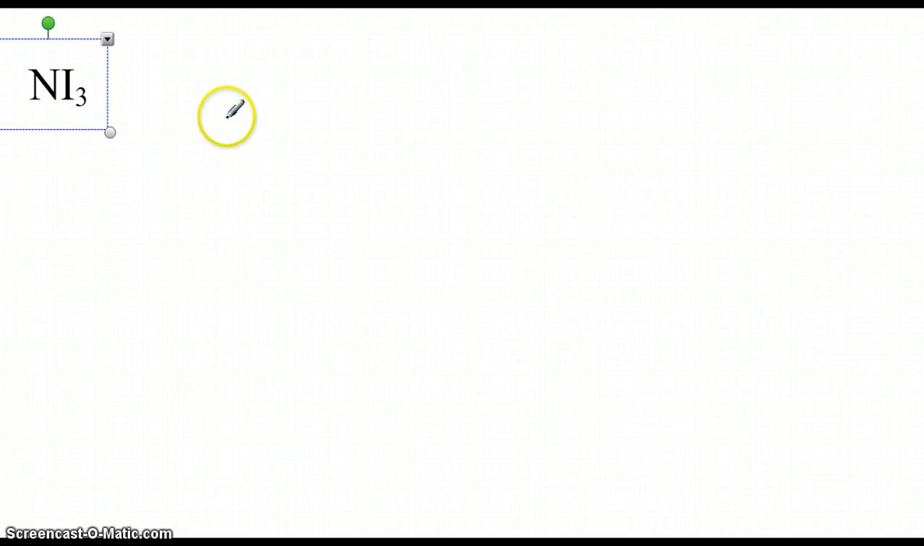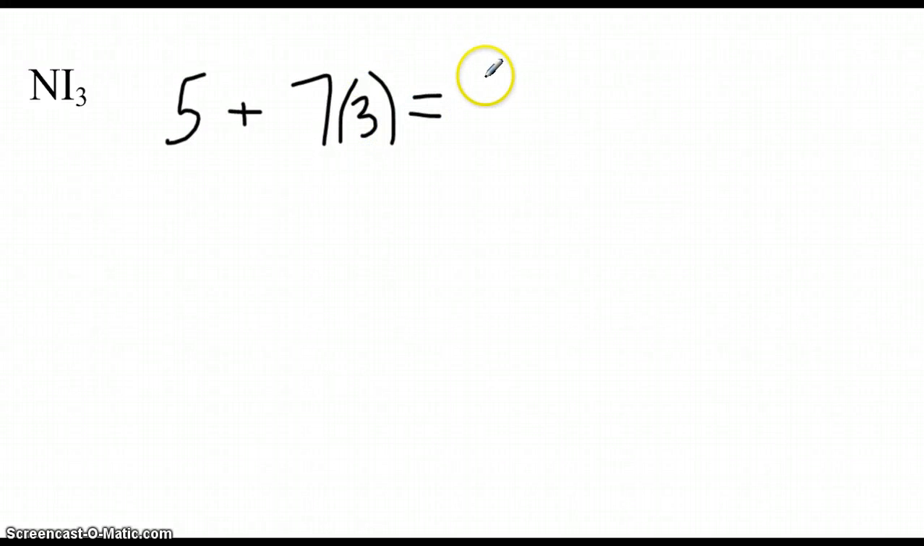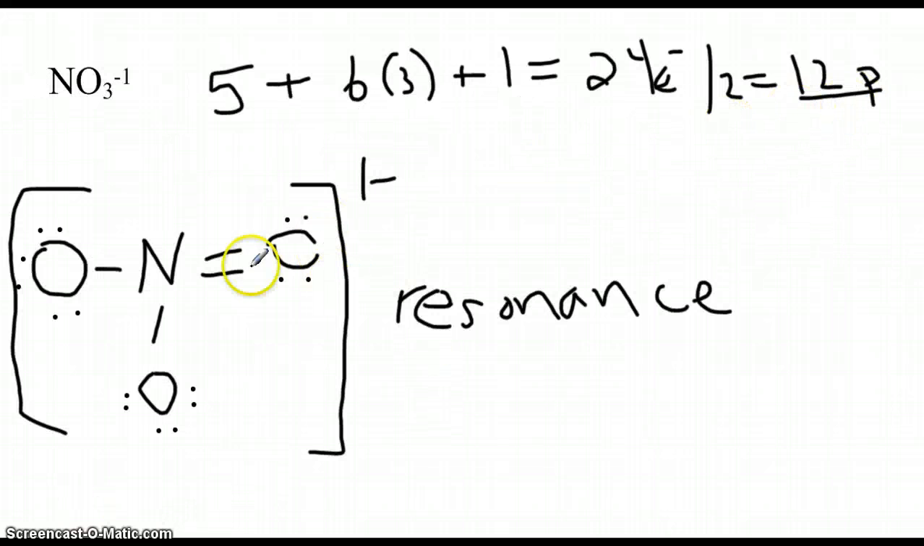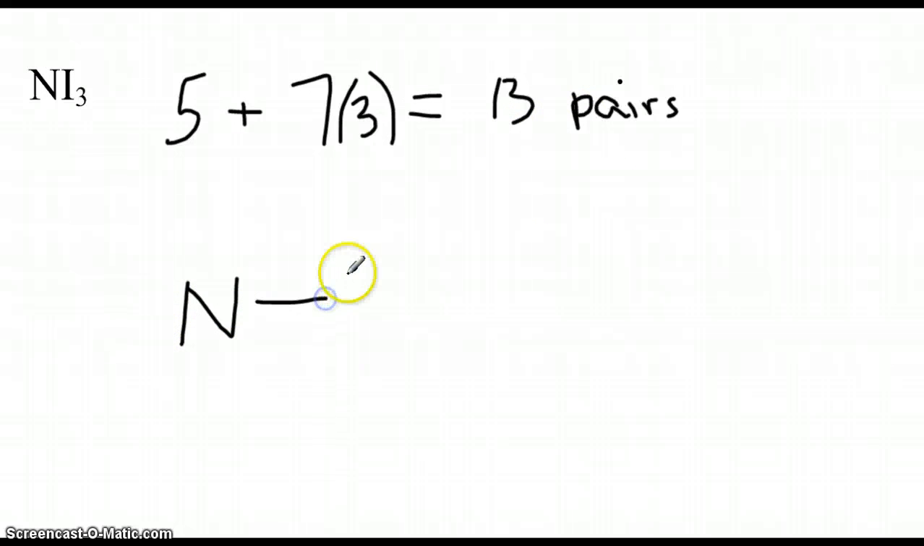Up next, nitrogen, so 5 again, plus 7 from each of the iodines. So we have a total of 13 pairs. So you'll notice on the last one we only had 12 pairs and I had a double bond. In this case I've got 13 pairs, so that means I've got that extra pair I needed.